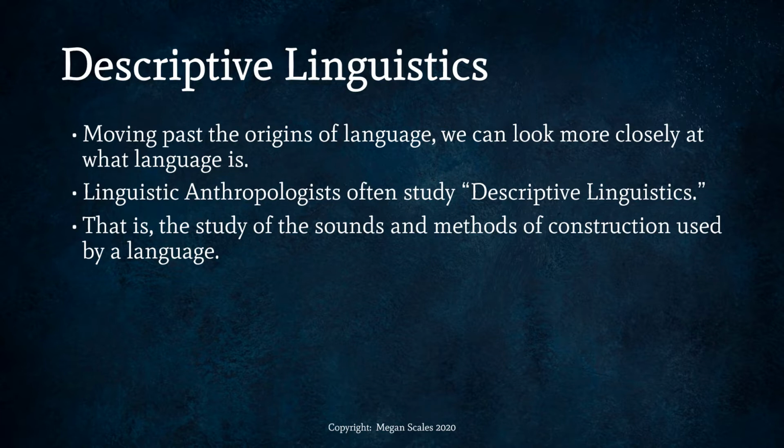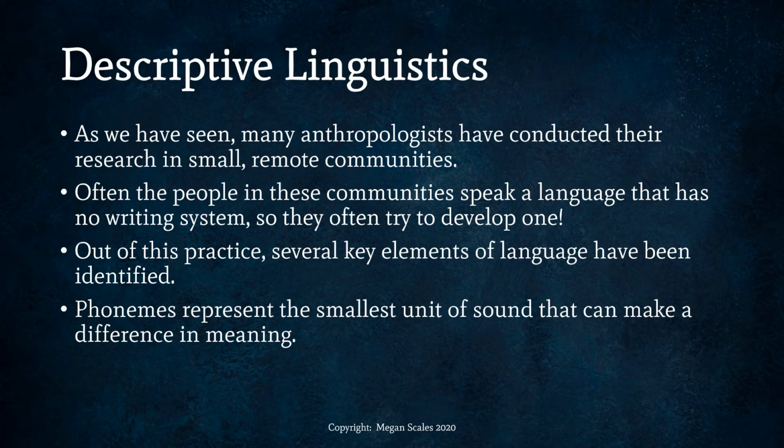Descriptive linguistics is one subfield of linguistic anthropology, and in it we study the sounds and methods of construction used by a language. So what are the parts of language? We've looked at a little bit of cultural anthropology, and we have seen that anthropologists often conduct their research in small remote communities. Often the people in these communities speak a language that has no writing system, so the anthropologist will have to come up with a script or a way to write out the language. Out of this practice, several key elements of language have been identified.